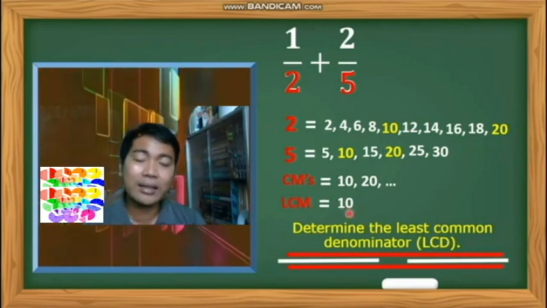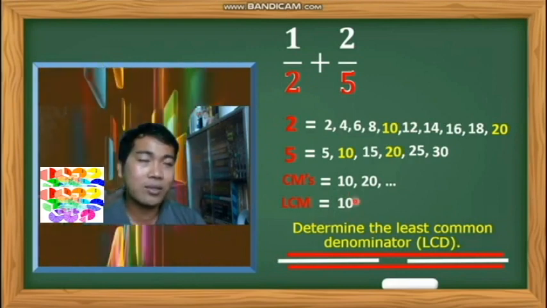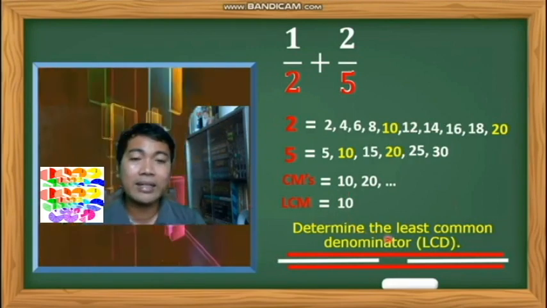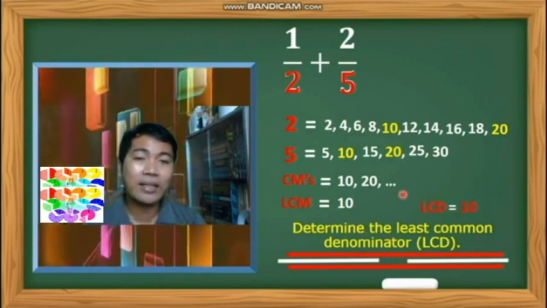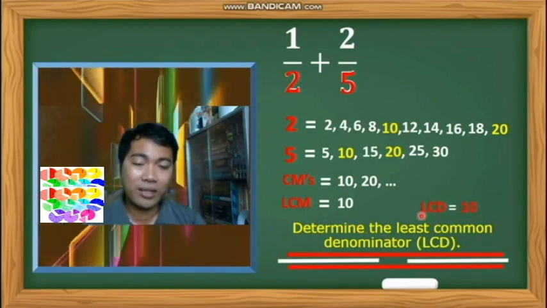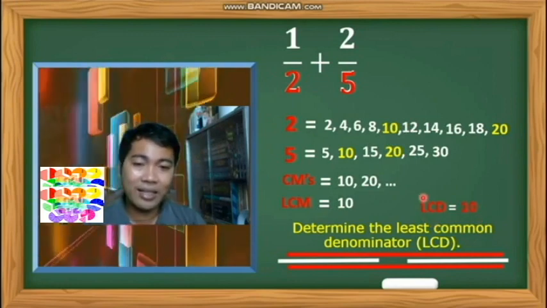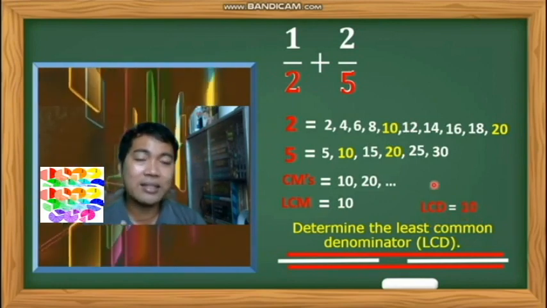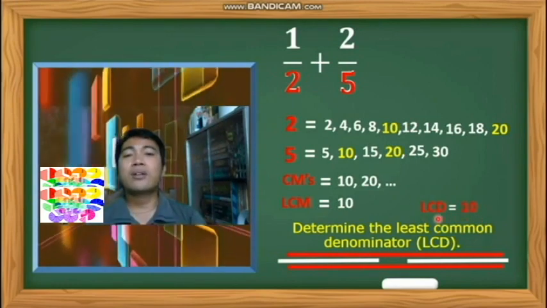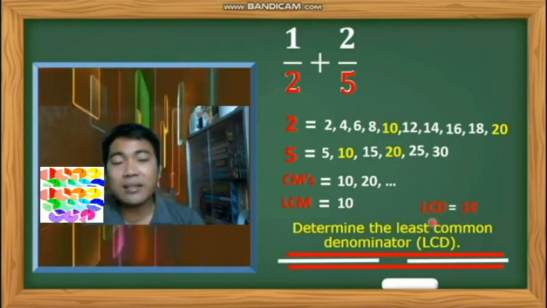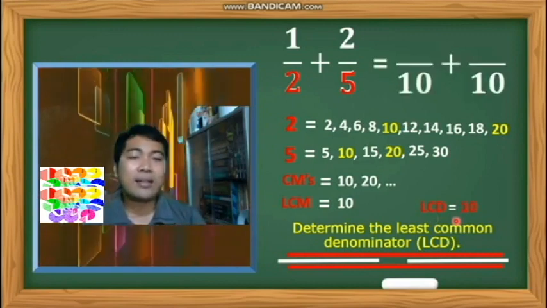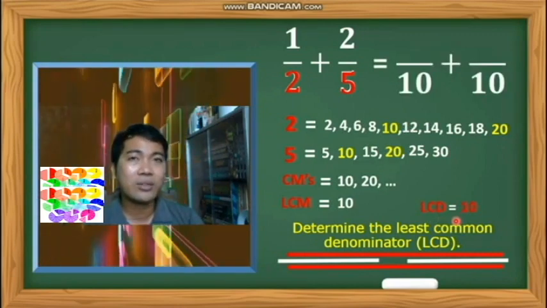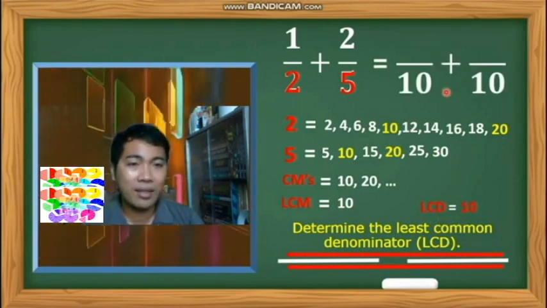Now, kung 10 ang ating LCM or least common multiple, ito rin ang ating LCD. Kasi nga, ang 2 na yan at ang 5 na yan ay denominators of 2 fractions. Kaya ang 10, ang LCM, ay magiging least common denominator. Alright? So, LCD is 10. Next, the denominator of the first fraction is 10 and the second fraction, the denominator will also be 10.